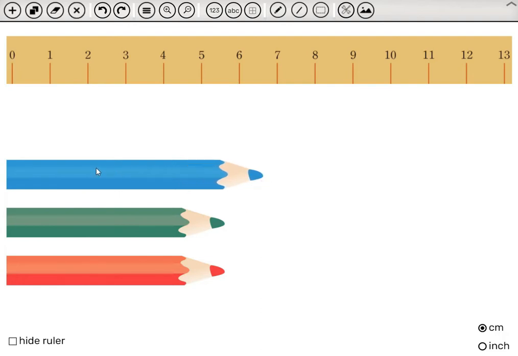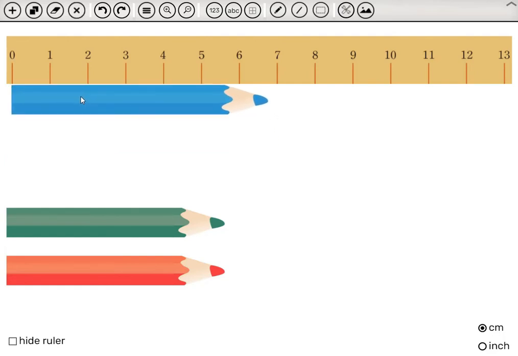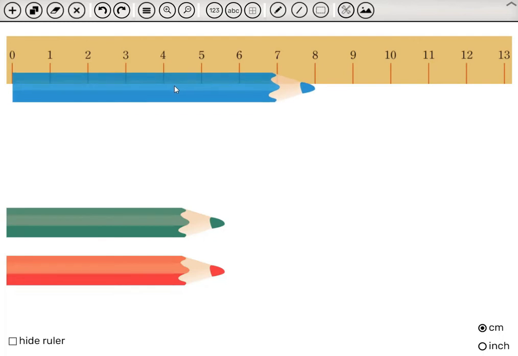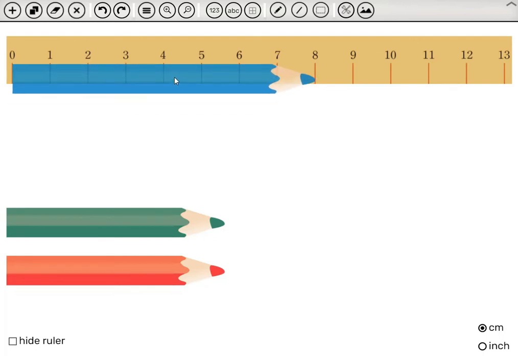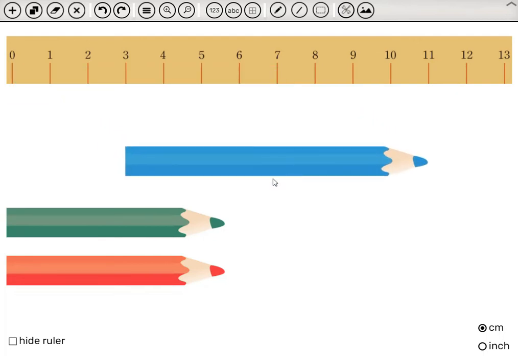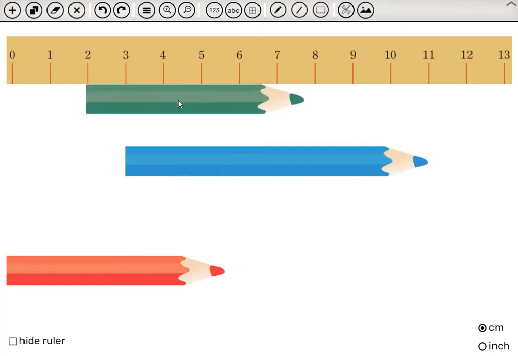So the most basic question we can ask is, what is the length of this pencil? And the answer is 8 centimeters. Well, let's move this pencil and place this one over here, and we'll shorten it just a little bit. Now we can ask, what's the length of the green pencil?